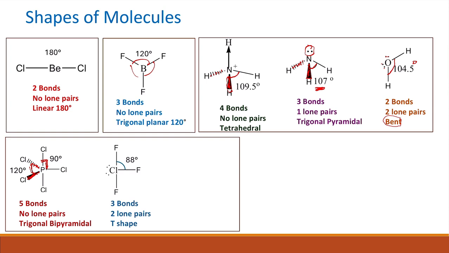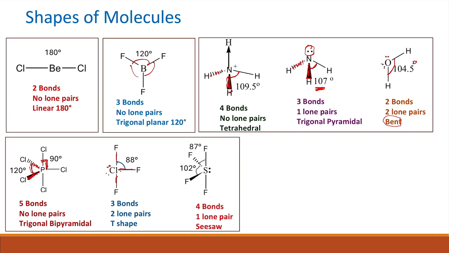And here, when you draw the T-shaped, you still have the three bonds in the same plane as the paper, but the bond angle has become a bit smaller. It's not 90 now, it's 88 degrees. Remember that the repulsion between the two lone pairs pushes the bonds a bit to the inside, so the bond angle now is slightly smaller.